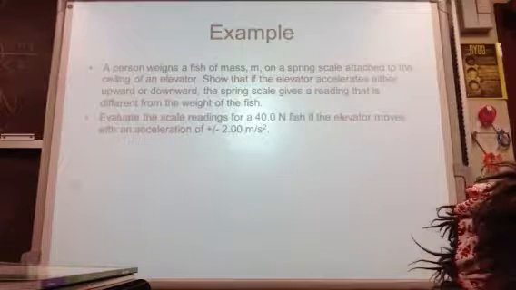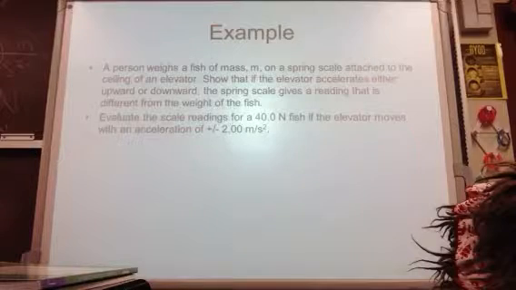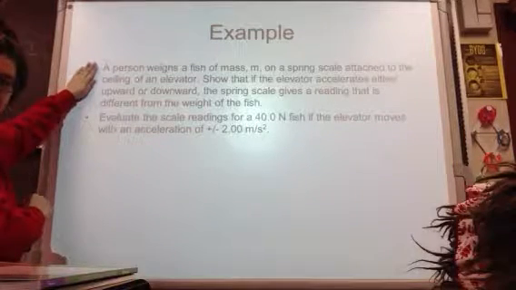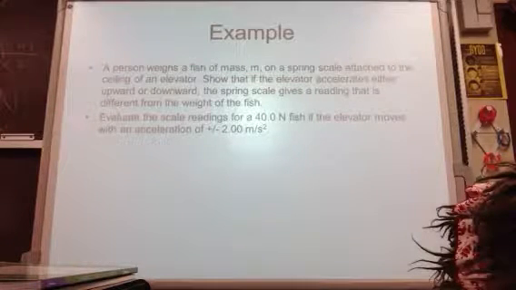On this example, it says a person weighs a fish of mass m on a spring scale attached to the ceiling of an elevator, because it's totally common to be in an elevator and weigh fish on a spring scale. Show that if the elevator, oh wait, Shannon, let's assume this is a monkey. So maybe not a fish, Shannon, it could be a monkey. Show that if the elevator accelerates either upward or downward, the spring scale gives a reading that is different from the weight of the fish.